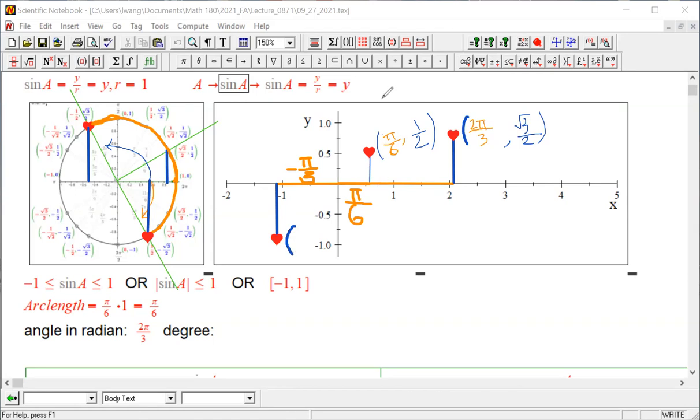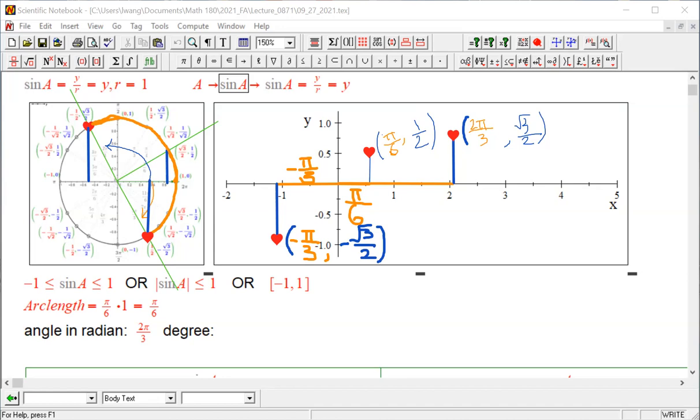Yes? Are you guys doing this with me? So this is going to be negative pi over 3. The output is that blue number, negative root 3 over 2. Does everybody understand this?